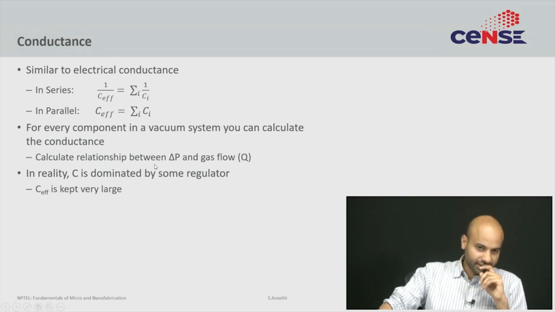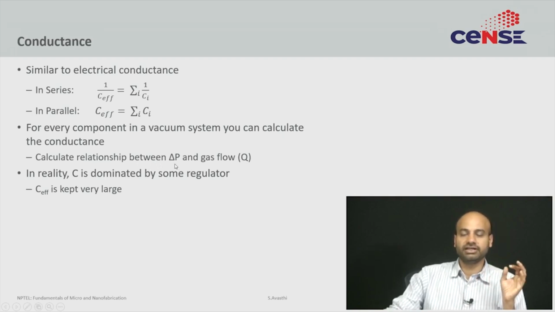And the trick to understanding how much gas would flow would be to know what is the pressure drop across the system and what is the effective conductance. And the effective conductance follows the same rules that you know from series and parallel combinations of electrical resistances. So, in series the conductances are inversely added, in parallel the conductances are simply added.